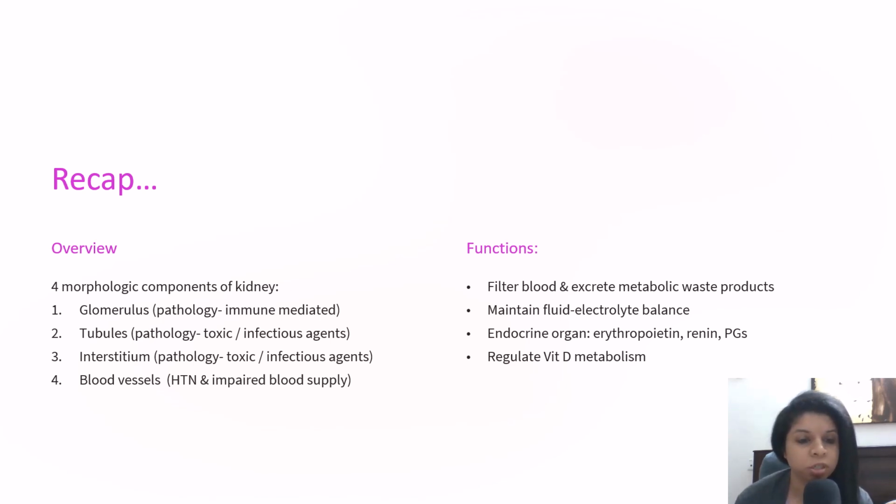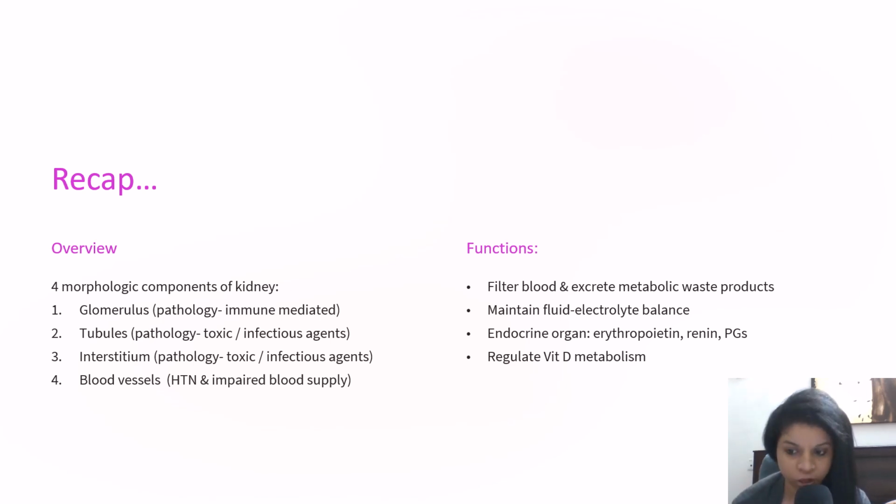components. So glomerulus, usually immune mediated pathway, is the one that causes glomerular diseases, that is antigen antibody reactions and autoimmune diseases, etc. Tubules and interstitium are per se affected mostly by infectious agents and toxins, that is heavy metals like lead, cadmium, etc. Blood vessels, as you know, the most common is hypertension and then impaired blood supply due to other reasons. Then we'll just revise about what are the functions of the kidney that I had said.